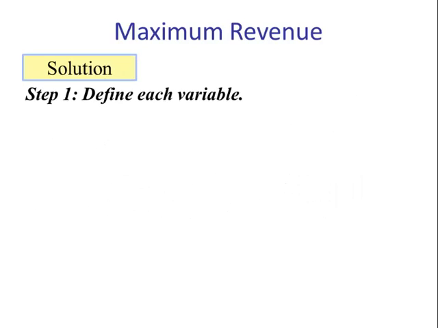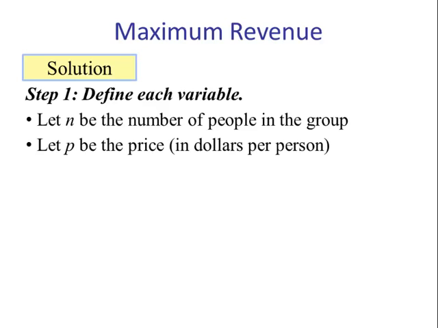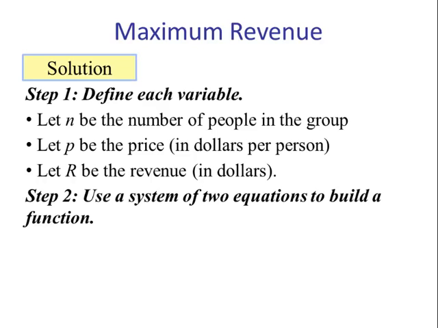Solution: Number 1, we want to define each variable. We will let n be the number of people in the group. P will be the price in dollars per person. So n is our independent variable. P is our dependent variable because the price depends upon the number of people in the group. R is the revenue, and the revenue depends upon the number of people in the group. So we will have a system of 2 equations.